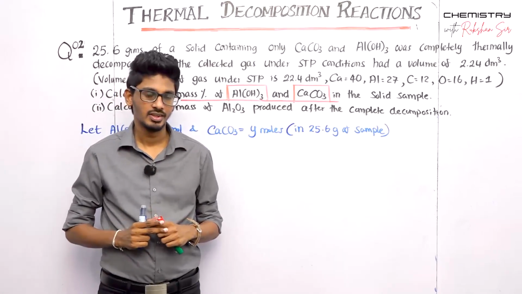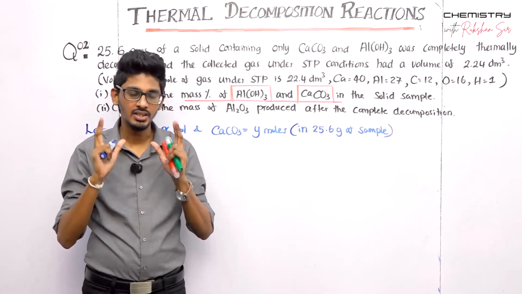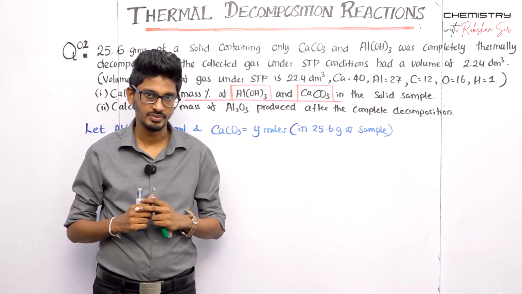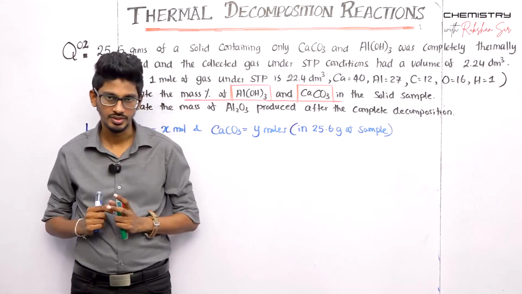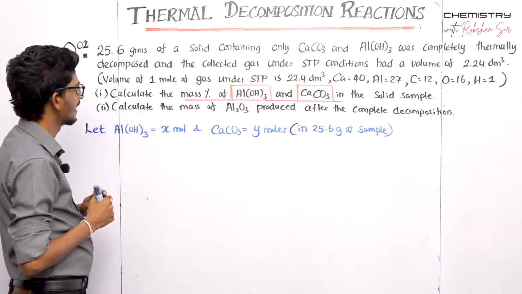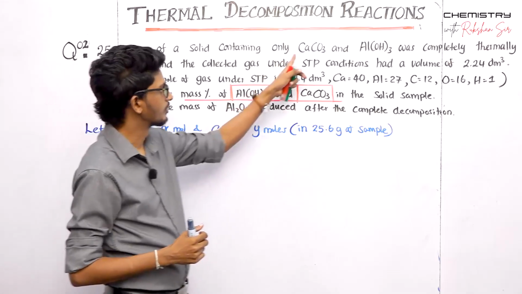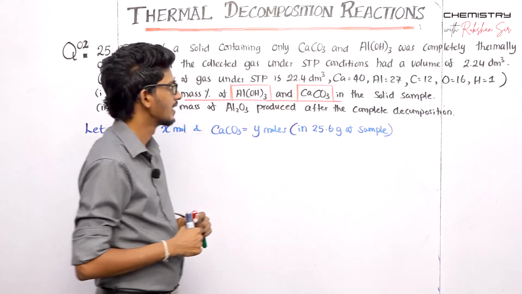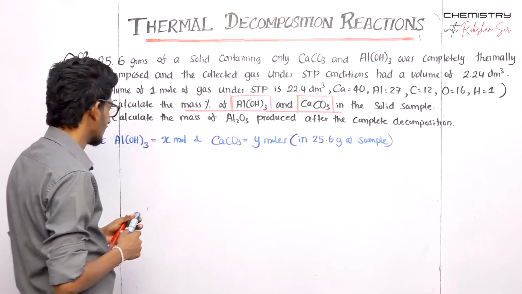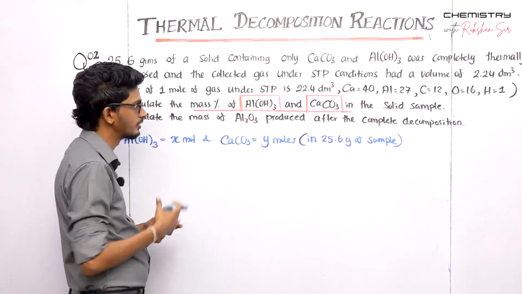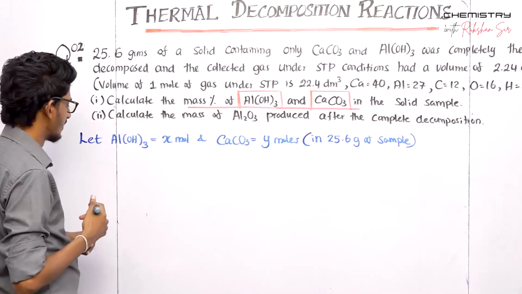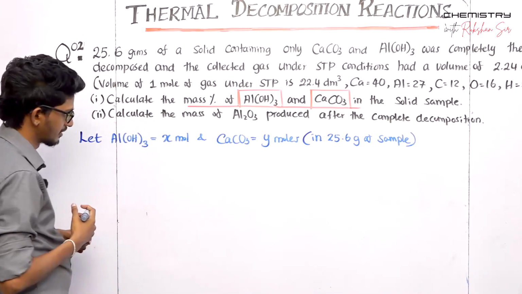In the second step, you have to come up with the balanced chemical equations related to the procedure. Let's come up with those. Here what they have done is decomposed the calcium carbonate and aluminum hydroxide. So let's write the two decomposition reactions for the calcium carbonate and the aluminum hydroxide.